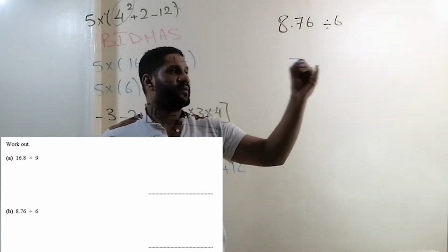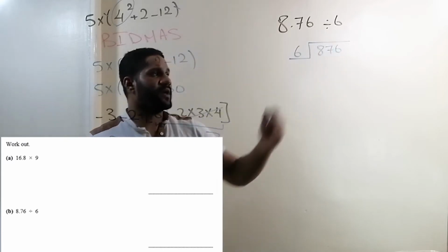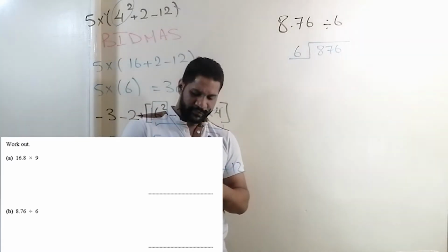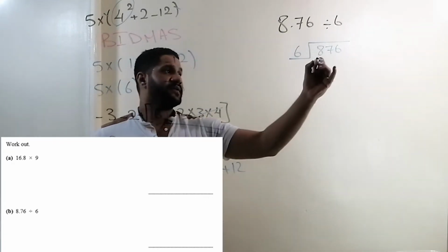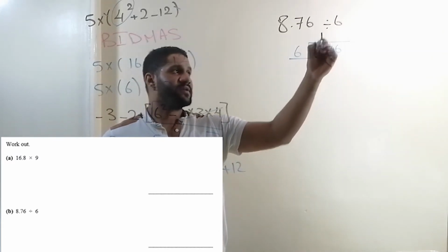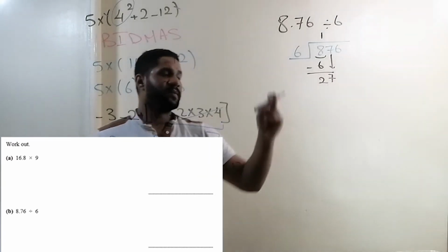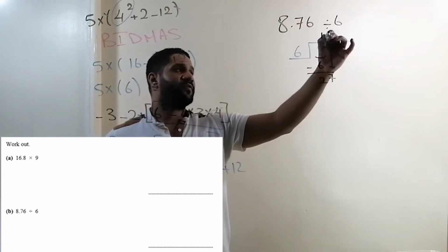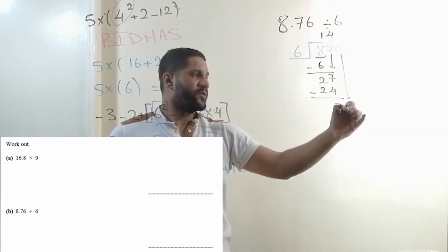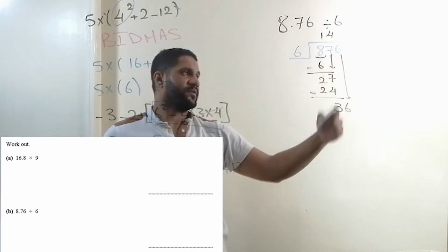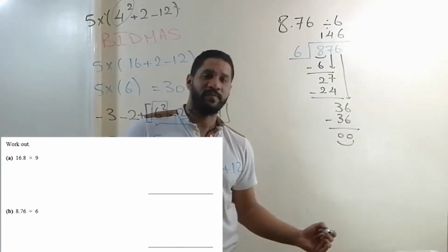First we'll start by drawing the division window. 8, 7, 6 will be inside, 6 will be outside. And let's make it step by step. I can see here that I'm having 8, the nearest multiple to 8 is 6. So 8 minus 6 gives 2. Get the 7 down. In table 6, the nearest one to 27 is 24. So we'll put here 4. 27 minus 24 will give me 3. Bring down 6 to get 36, I put 6. 36 minus 36 will give me the smiley face.